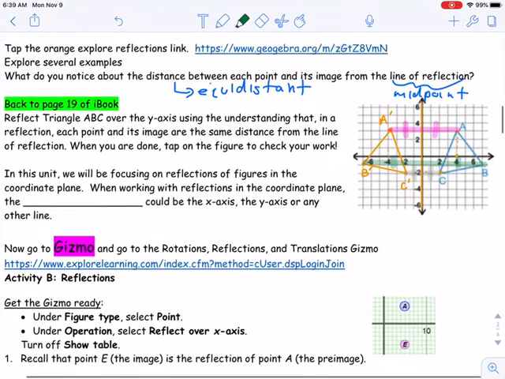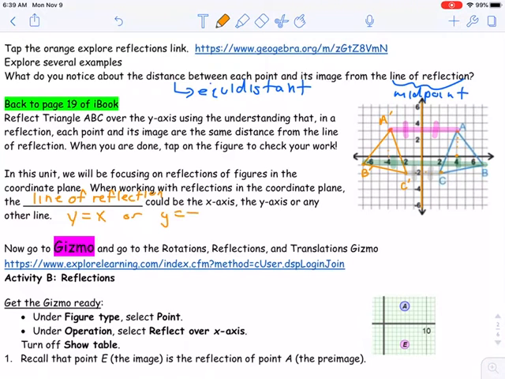All right, so in this unit, we'll be focusing on reflections of figures in the coordinate plane. When working with reflections in the coordinate plane, the line of reflection could be the x-axis, the y-axis, or any other line. When we say any other line, primarily y equals x or y equals negative x. We're really not going to venture from those 4 lines.